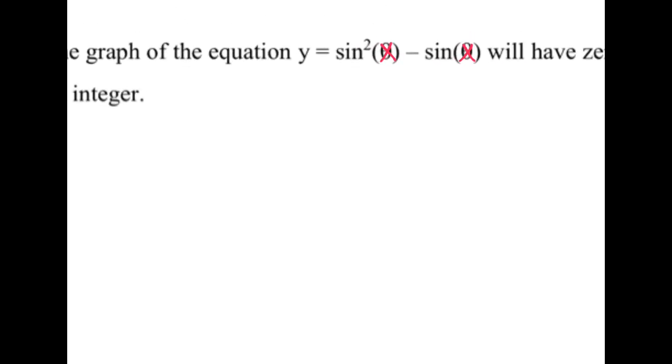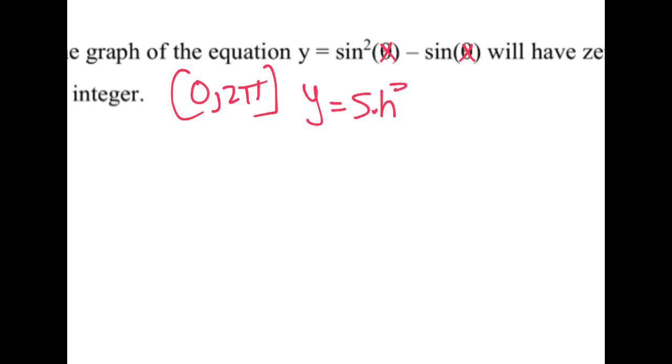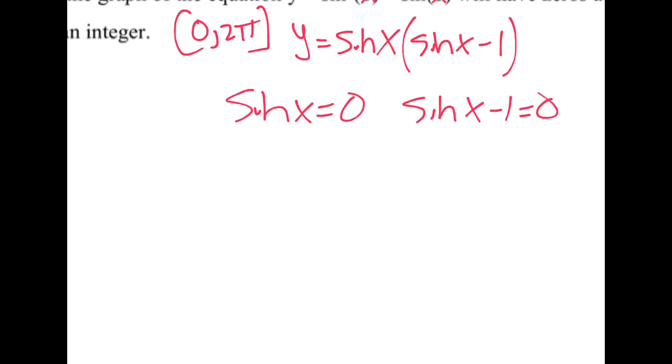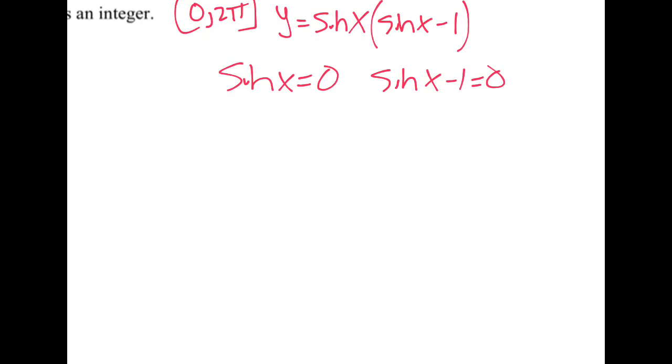Well, let's pretend like we're trying to find these solutions on 0 to 2 pi. Well, what do we need to do? Let's factor it. So let's say y equals sine of x times sine of x minus 1. Because if we want to find the zeros, then we can say sine of x equals 0 and sine of x minus 1 equals 0. And now we need to think about the solutions here.